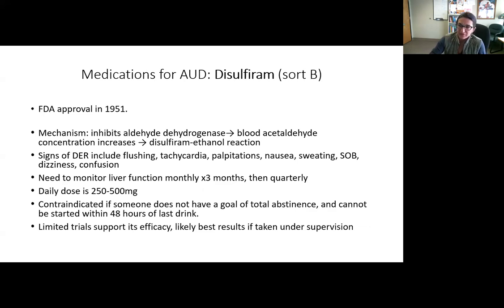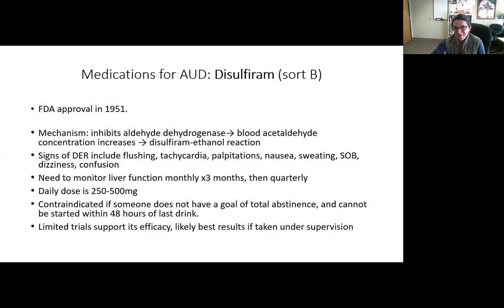And then disulfiram is the one that people kind of fear. We don't typically offer it, but we will prescribe it if someone's insisting on it or feels like they have to have this absolute approach to avoiding alcohol. It was approved a long time ago. And its mechanism again inhibits aldehyde dehydrogenase and causes that awful disulfiram-ethanol reaction, which is a constellation of those symptoms you see listed there. It does require liver function monitoring, and is contraindicated in significant liver or cardiac disease.